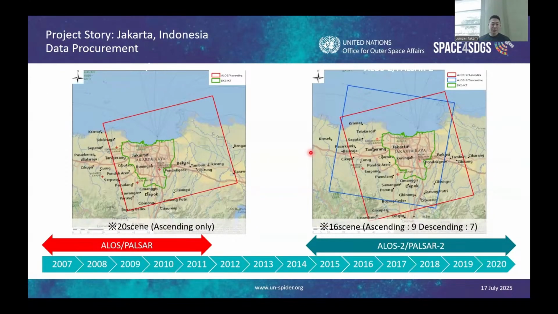So as I said, ALOS-1 has older observation archive data, from 2007 to 2011. On the other hand, ALOS-2 was launched in 2014 and is still ongoing. But we have a gap period, 2012 to 2013. During this period, we just estimate the subsidence volume by averaging the velocity of the land subsidence.